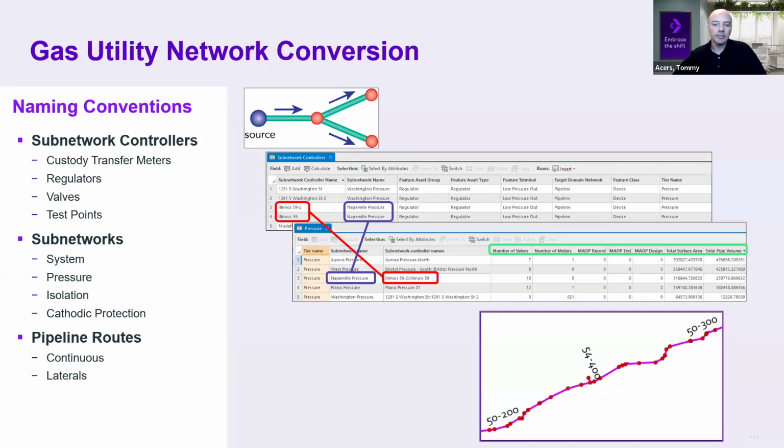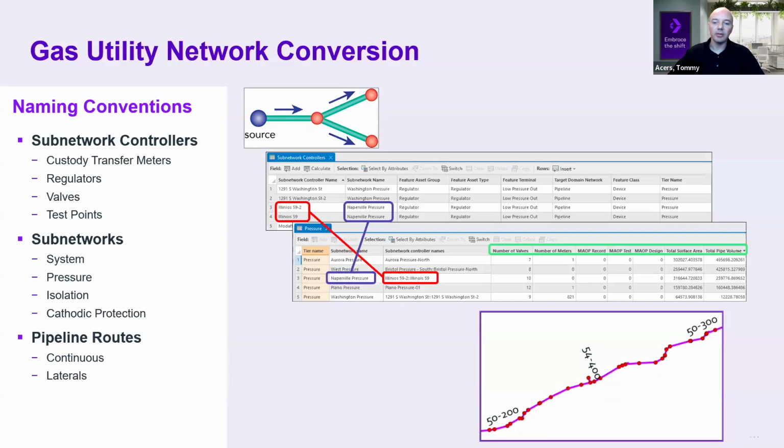So let's start with something simple. Naming conventions. Now, this goes a step further than the initial mapping of features from your source data to the utility network equivalent. Specifically, I'm referring to the subnetwork controllers. For those of you that aren't familiar with that term, just know that these are the special devices that represent the source or starting point for each subnetwork. For example, operating regulators are for the pressure subnetworks and emergency valves for your isolation subnetworks.